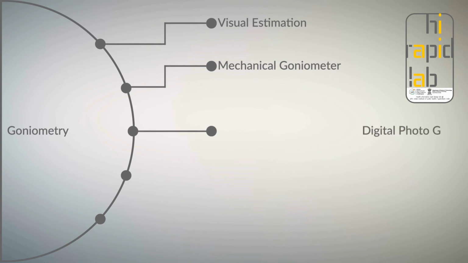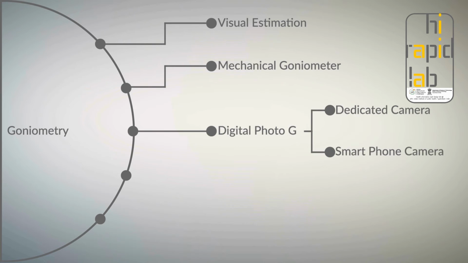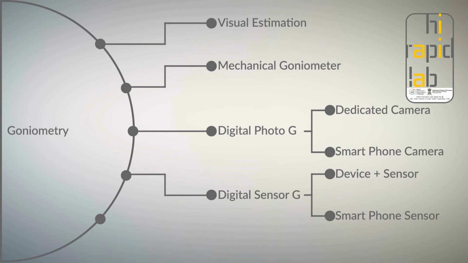The third technique is a two-step digital photo process with two options. Let me explain. Two-step digital because it involves two software applications, one to capture the photo and the other to measure the angle. Two options because the photo is either taken by a dedicated device like a camera or a universal device like a smartphone. The fourth technique is digital sensor based, accelerometer and gyroscope sensors to be specific. But again, this technique has two options. Measurement with a dedicated sensor based flexible wearable hardware device or a universal smartphone with built-in accelerometer and gyroscope sensors.